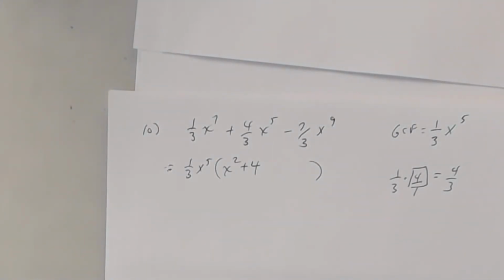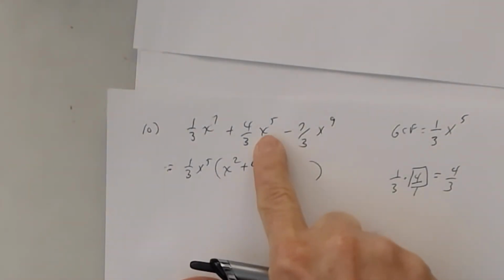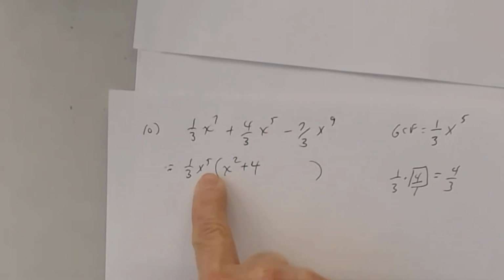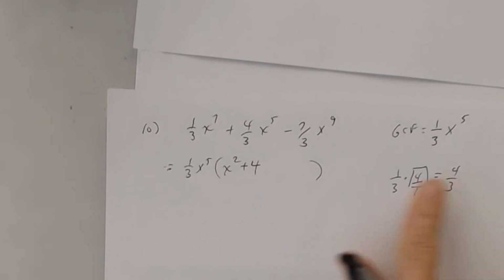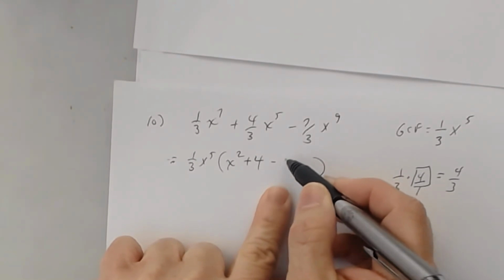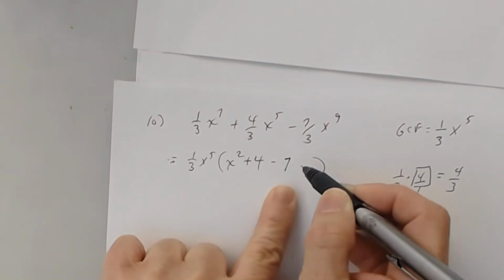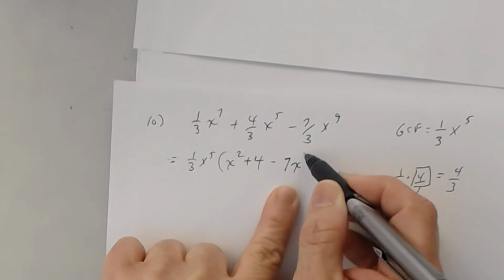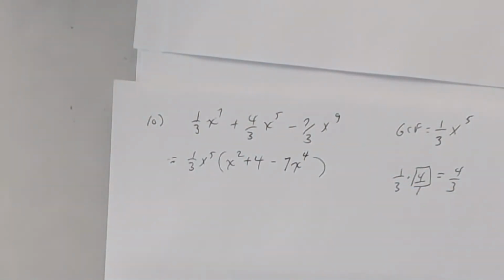4 only. Very good. Because you don't need any x's. Because how many factors of x were here? How many are you factoring out? 5. Based on this discussion right here, what do you think is going to go here? Minus what? 7. Good. X to the 4th. And there's your answer.